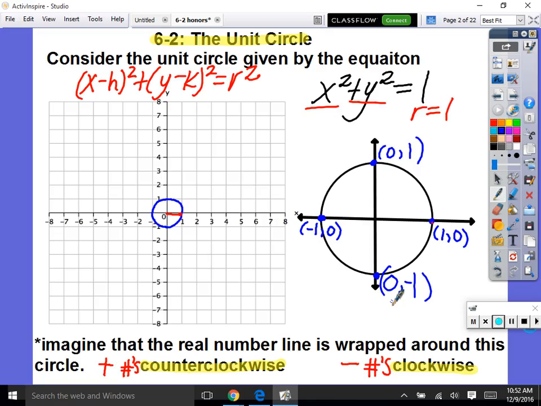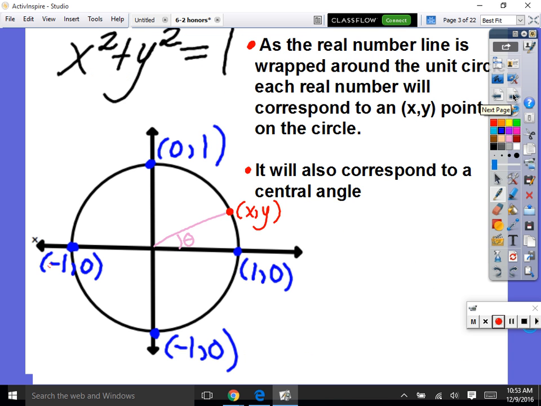Okay, so now imagine, instead of having it all laid out like this, that if we zoom in on this, the real number line is wrapped around this circle. So it's wrapped around the circle, and positive numbers would be going counterclockwise, and negative numbers would be going clockwise. Imagine the real number line, instead of being spread out, is actually wrapped around that. As the real number line is wrapped around a unit circle, each real number will correspond to an xy point on the circle.